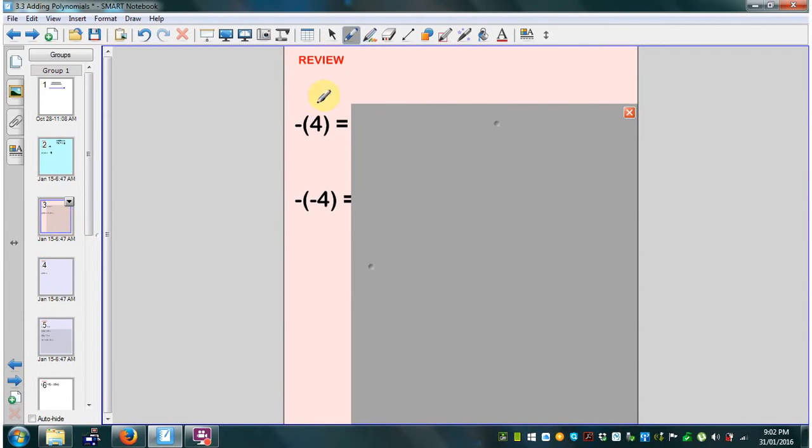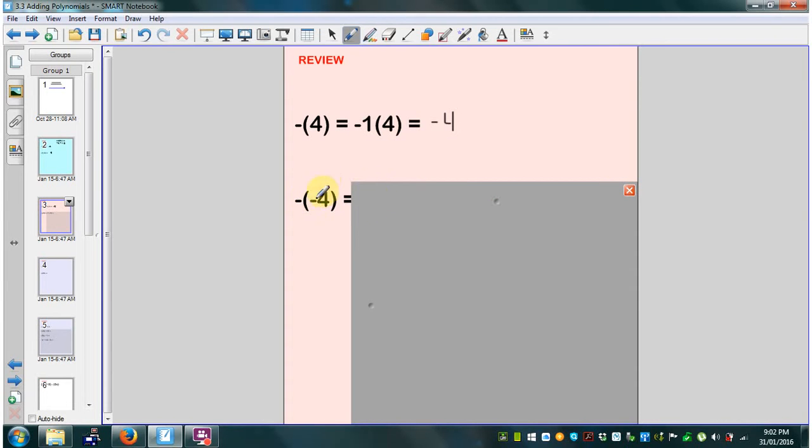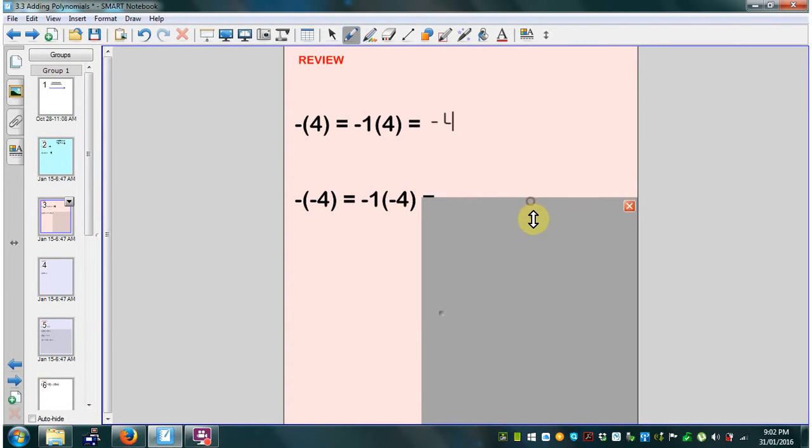Another quick review. Negative 4 looks a bit strange, but what it actually means is a negative 1 times a positive 4, which is a negative 4. Down here, same thing, negative 1 times negative 4, and that's a positive 4. So you can see, just by quickly looking at this, the negative out front is simply switching the sign. The negative out front switches this negative 4 to a positive 4.